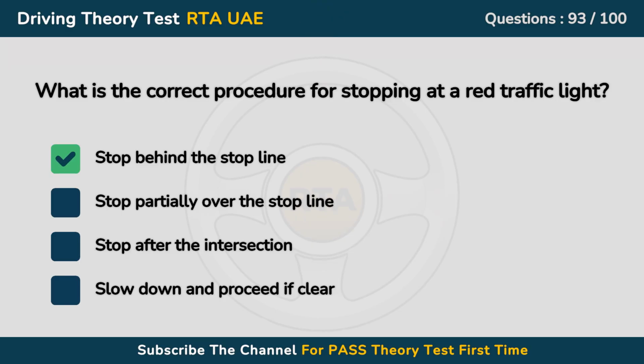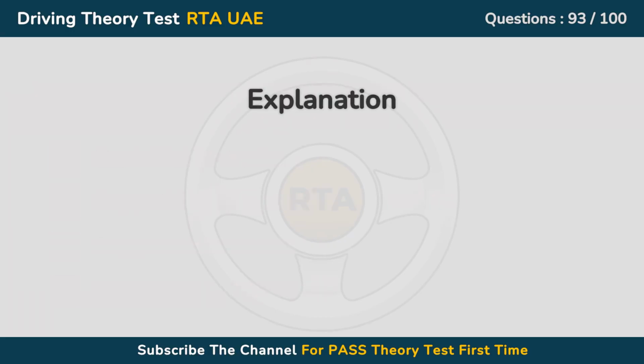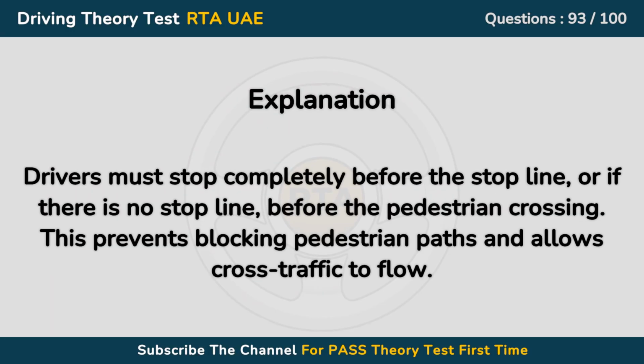Answer is A. Stop behind the stop line. Drivers must stop completely before the stop line, or if there is no stop line, before the pedestrian crossing. This prevents blocking pedestrian paths and allows traffic to flow.